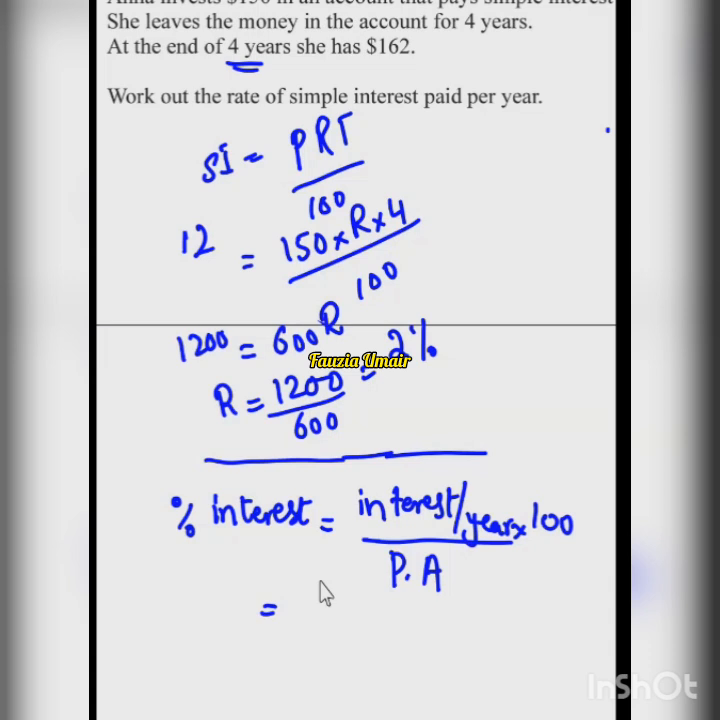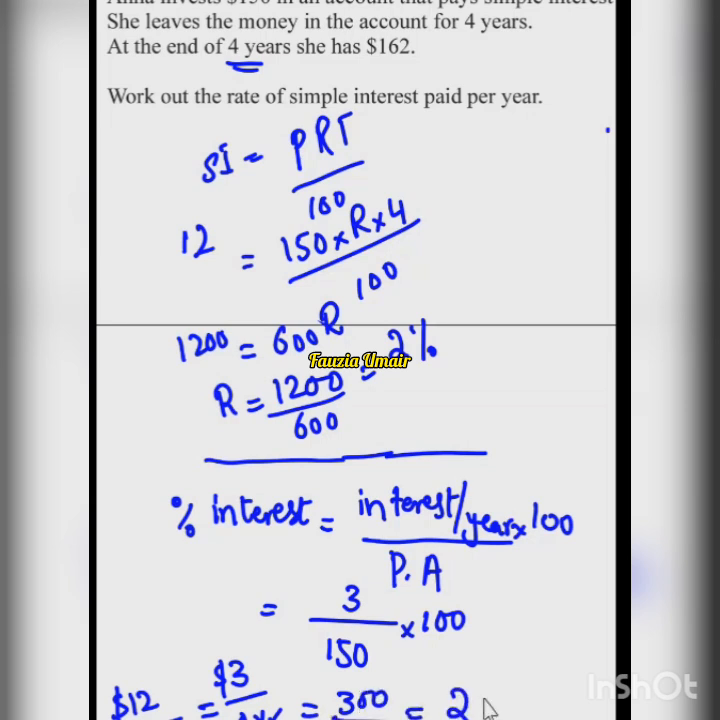इंटरेस्ट पर ईयर उसने आपको बताया हुआ है कि how much is the interest per year, मतलब how much is the interest for 1 year. तो देखिए, if she is getting $12 for 4 years, तो इसका मतलब है कि 1 ईयर में उसको कितने डॉलर्स मिल रहे हैं. How much she is getting for 1 year? $3. $3 per year. So this is $3. Principal amount is 150 multiplied by 100. So आप इस तरह से भी ये calculate कर सकते हैं. 300 by 150. So that is your 2% answer.